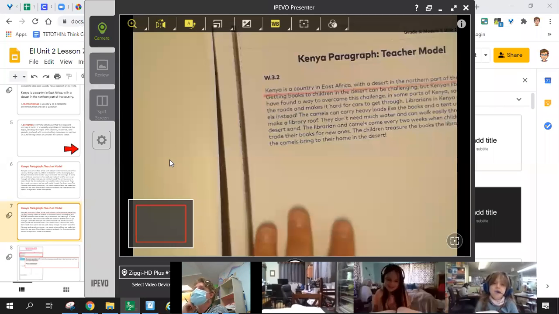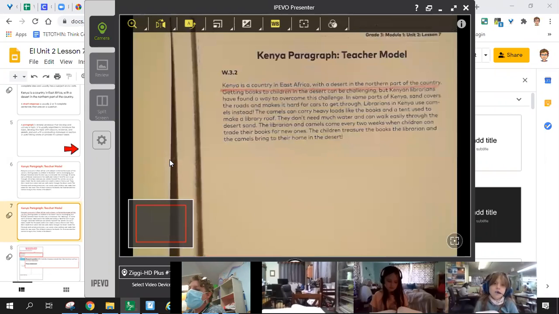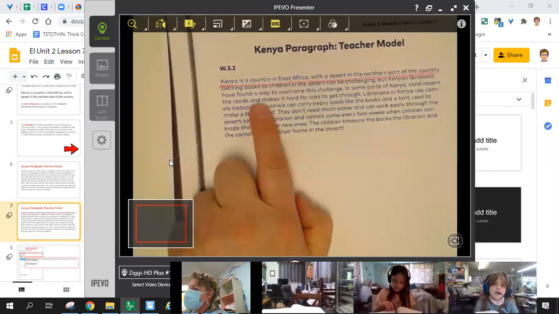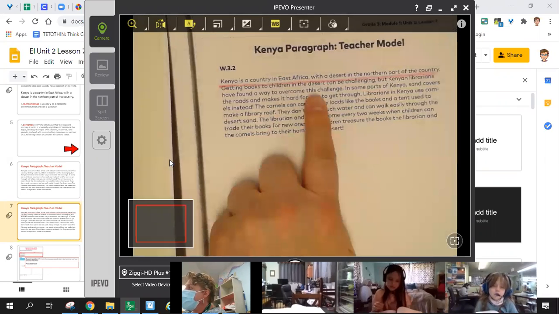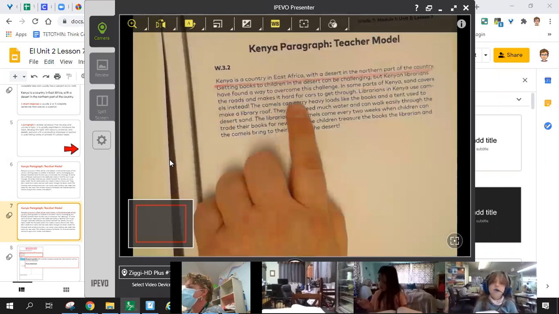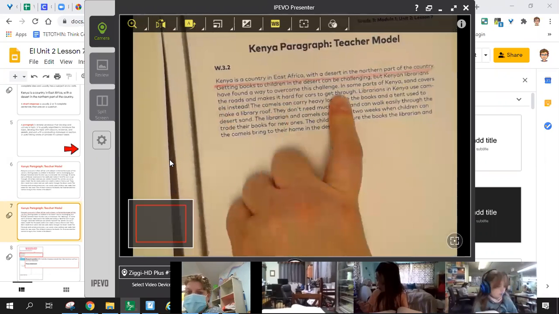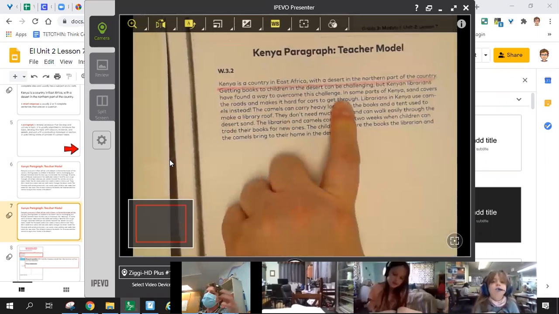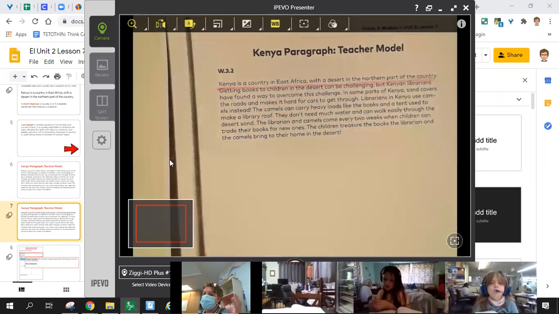All right, so let's listen. Getting books to the children in the desert can be challenging, but Kenyan librarians have found a way to overcome this challenge. All right, so that sentence there, it says getting books to children in the desert can be challenging. Does that talk about challenges? Yes. Does it also, it says, but Kenyan librarians have found a way to overcome that challenge. So that is telling our reader what the whole rest of the paragraph is about.